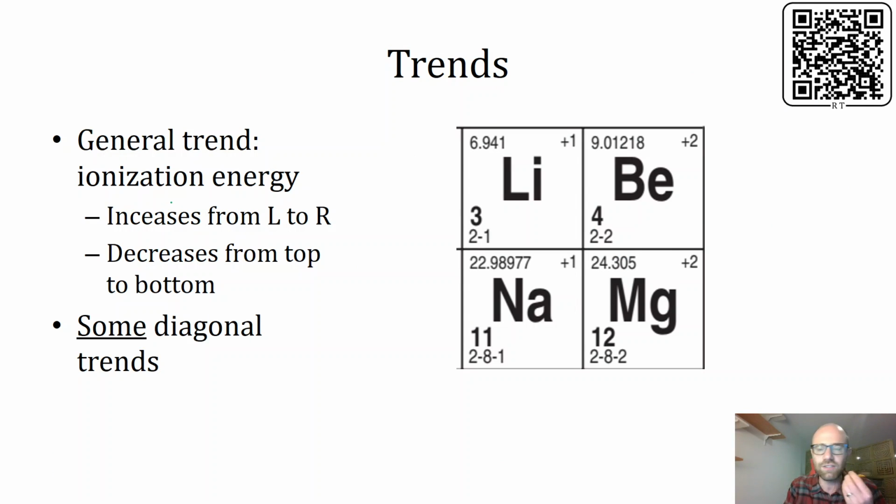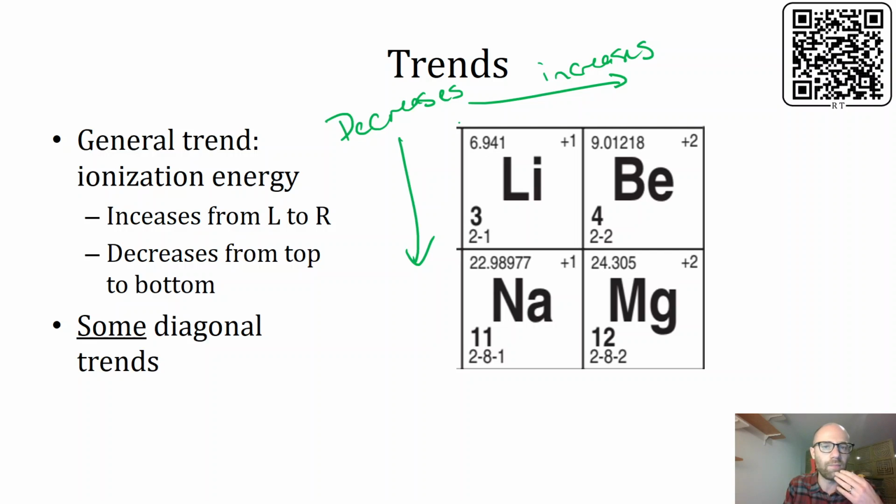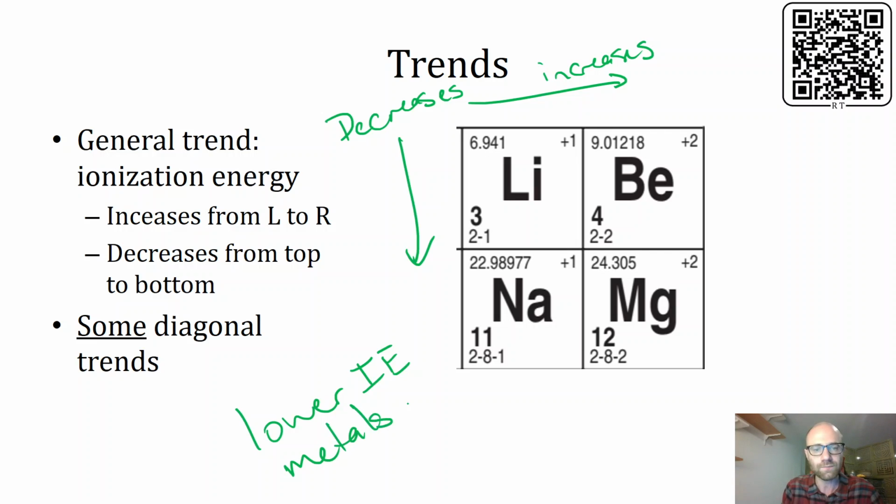So our general trend, just to echo what we saw before, this is a picture from your reference table, is that the ionization energy increases as you go from left to right across a period, and it decreases as you move from top to bottom. This means that we have lower ionization energies here, on the lower left-hand side of your periodic table, where you have metals, and we have higher ionization energies here, which would be mostly associated with nonmetals.